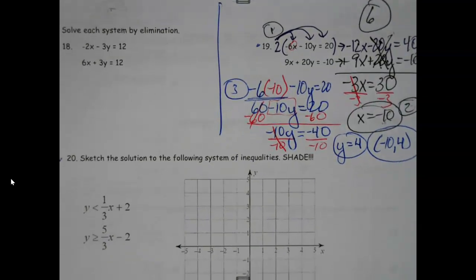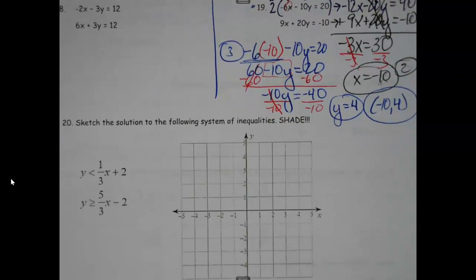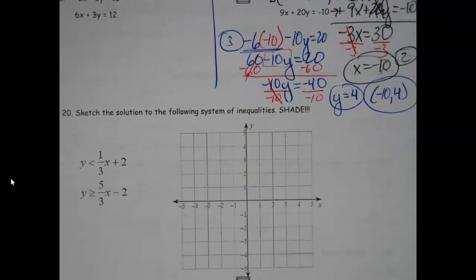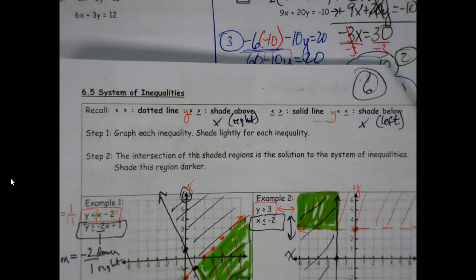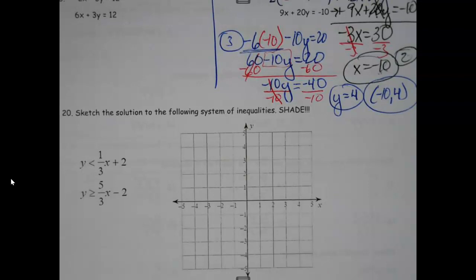Okay. For the inequalities, I'm only going to do one line and I'm going to shade it. I'm not doing the other line. I'm not doing the combo part. If you need that, go back to your notes from yesterday, page 6. Or watch the video from yesterday. So, here's what I will do.